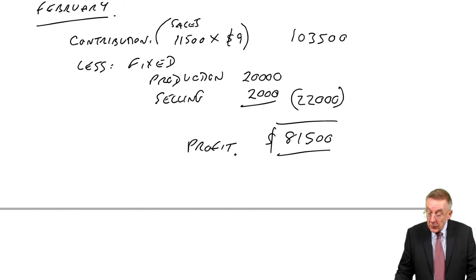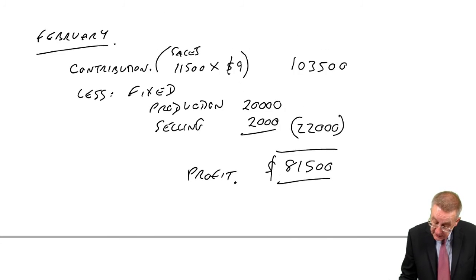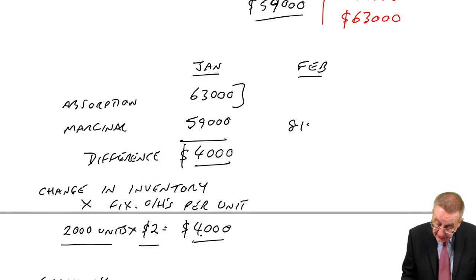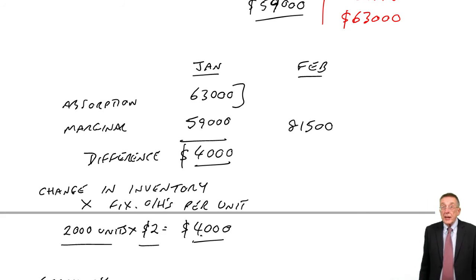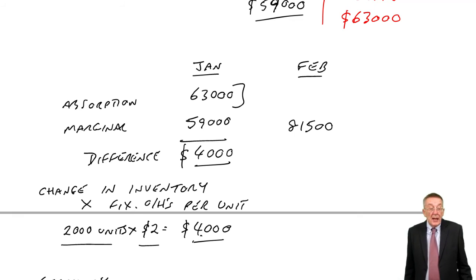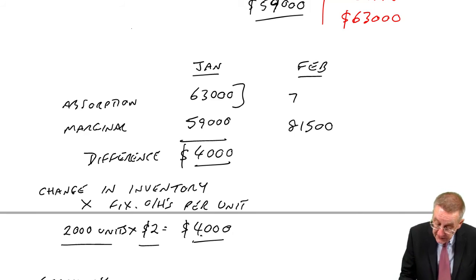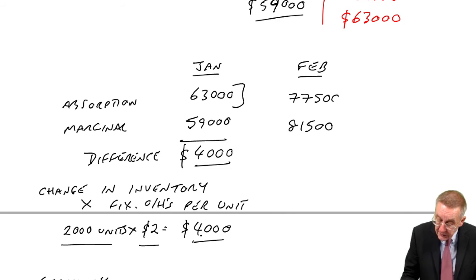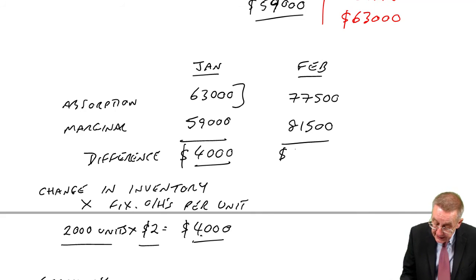Again, let's compare the two. For February, marginal costing gave 81,500. If you look back to chapter 9 or the answers at the back, you'll find when we did absorption costing, we got a profit of 77,500. And so again, there's a difference. There'll always be a difference. The difference here again is 4,000. And why?